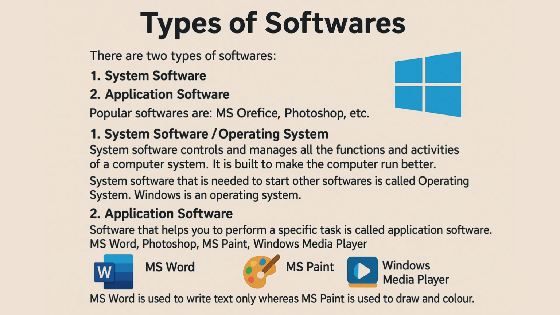Software that helps you to perform a specific task is called application software. MS Word, Photoshop, MS Paint, Windows Media Player are some of the examples of application softwares. That means application software is what you use for writing, drawing, or playing music or videos. MS Word is used to write text only, whereas MS Paint is used to draw and color, which means each application has its own job, like Word for writing and Paint for drawing.